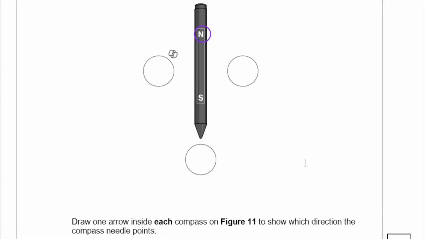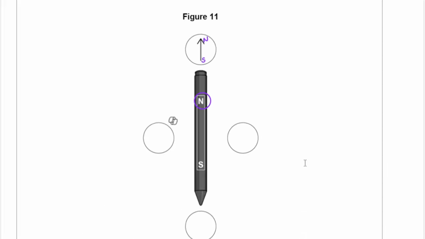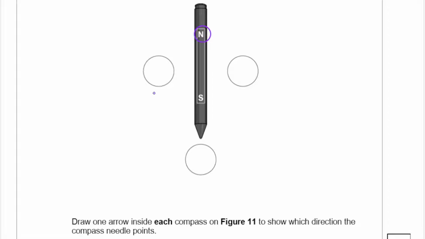they are asking you to draw one arrow inside each compass on figure 11 to show which direction the compass needle points. One arrow has been drawn for you. So the bottom one should be pointing up because the north pole will be attracted to the south pole. What about the sides? Now, the sides should actually be pointing down. The reason for that is if you were to draw the magnetic field lines, it would actually go in an arc like that. So the magnetic field lines go from north to south.